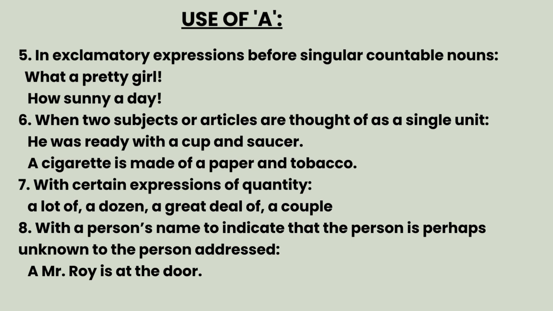Five, in exclamatory expressions before singular countable nouns. What a pretty girl. How sunny a day. Six, when two subjects or articles are thought of as a single unit. He was ready with a cup and saucer. A cigarette is made of paper and tobacco. Seven, with certain expressions of quantity. A lot of, a dozen, a great deal of, a couple.